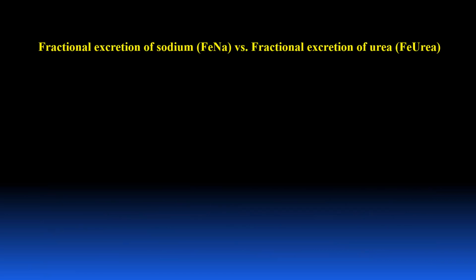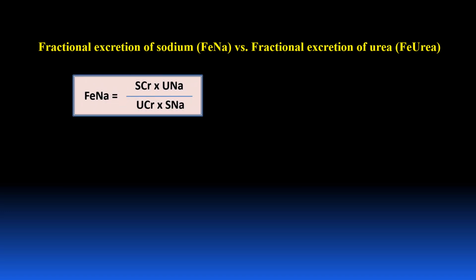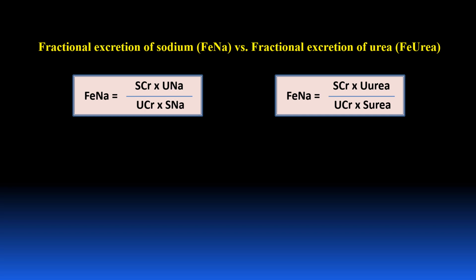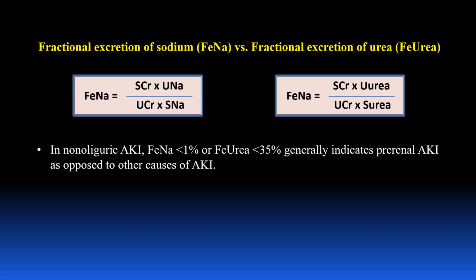A fractional excretion of urea may also be used for the same purpose as FeNA. The formula is the same as that for FeNA, except instead of using serum and urine concentrations of sodium, we use serum and urine concentrations of urea. In non-oliguric AKI, FeNA less than 1% or FeUrea less than 35% generally indicates pre-renal AKI as opposed to other causes of AKI.